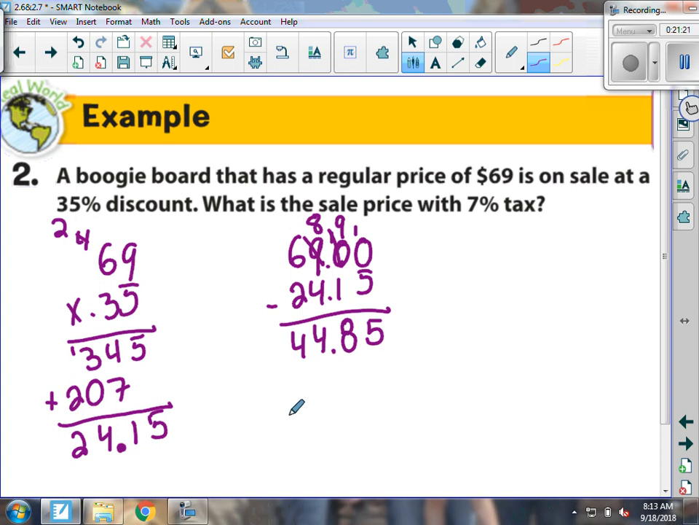Okay, so this is my discounted price. Now I need to figure out what my sales tax is. So if you remember before, we move our decimal 2 places to the left. So I'm going to multiply $44.85 by 0.07.